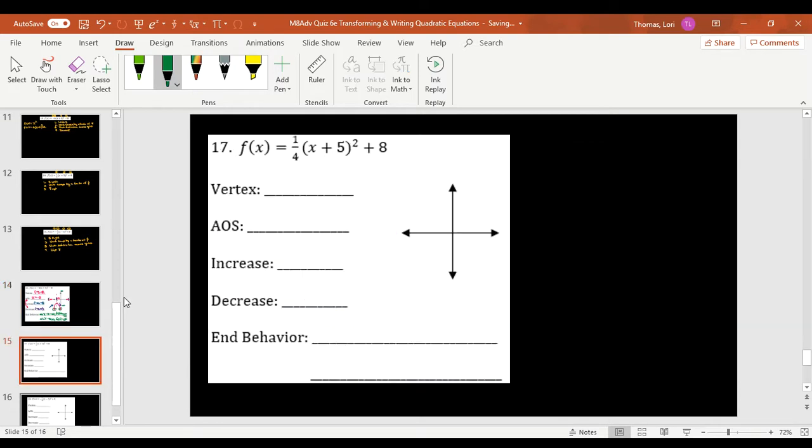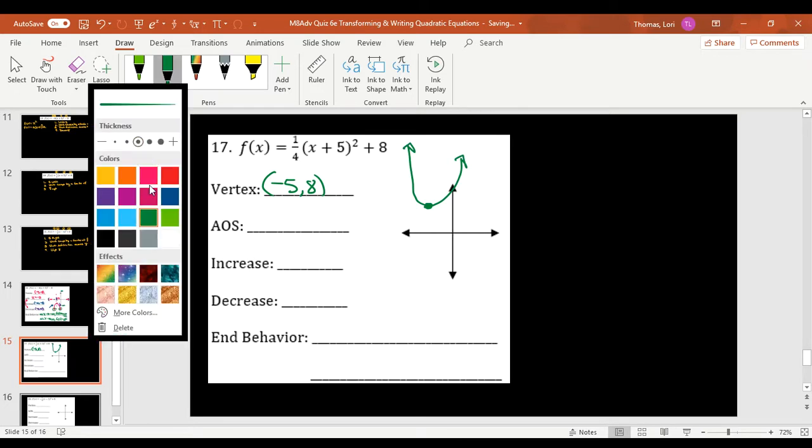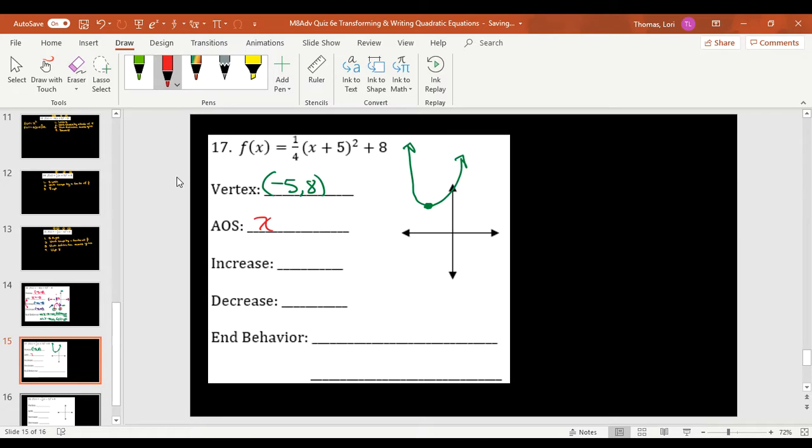Okay, our vertex for number 17 is -5, 8. So this is up here. Our A is positive, so this graph turns up. No real roots again. My AOS is x equals -5, which is going to help us with our increase and decrease intervals.